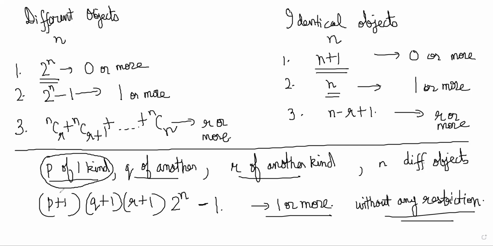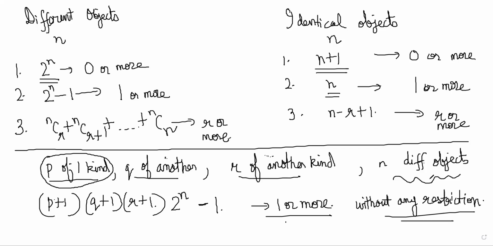So it will be p, q, r, and you have to select at least one out of this also. So 2 power n minus 1, right? Suppose the question was different. You have to take at least 2 out of P, at least 3 out of Q, and at least 1 out of R, and no restriction on this, right?